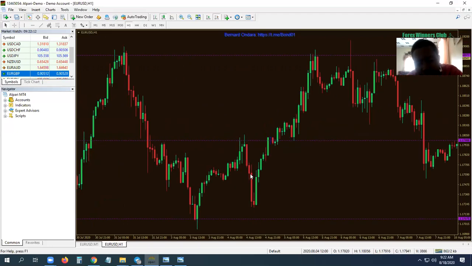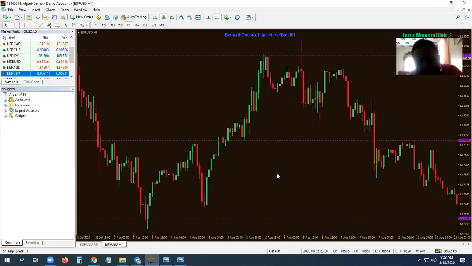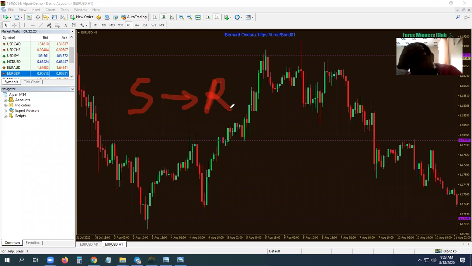Resistance, shooting star, goes down. Breaks resistance, comes back. Now you need to understand this concept. Very important. When support is broken, it becomes resistance. So when resistance is broken, it becomes support.